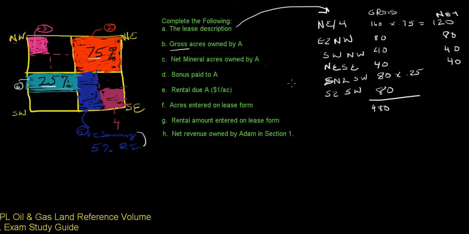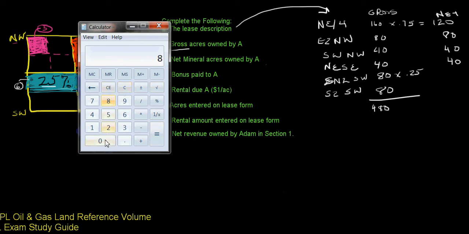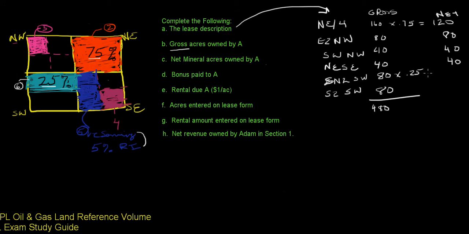Now we get to the north half of the southwest, which is going to be 80 times this 25%. So we've got 80 acres, but we only own a 25% interest. So our interest is not going to be 80, it's going to be 20. We only own 20 net acres. And then 80, we don't have to multiply any further. We don't have to reduce it.